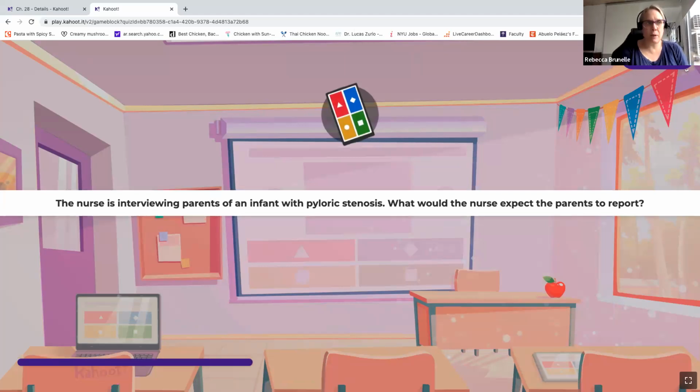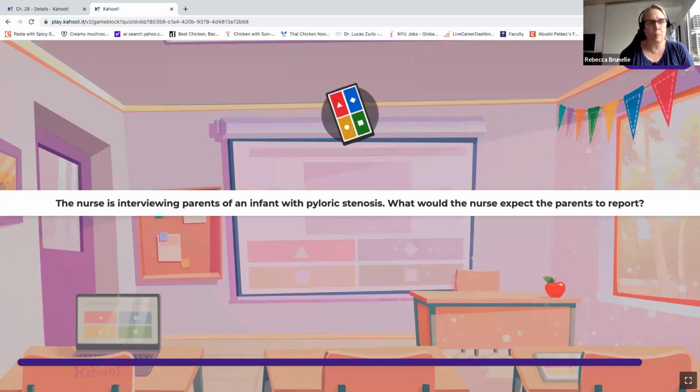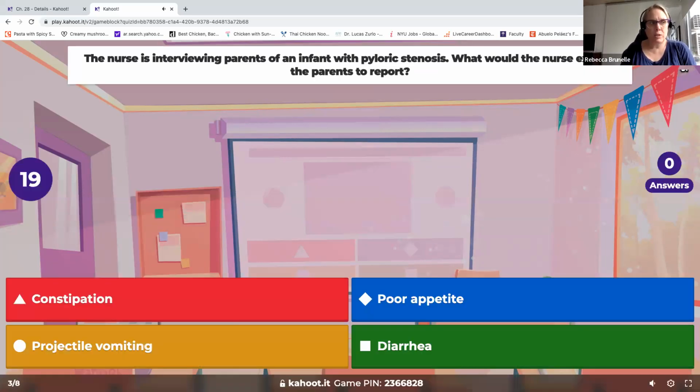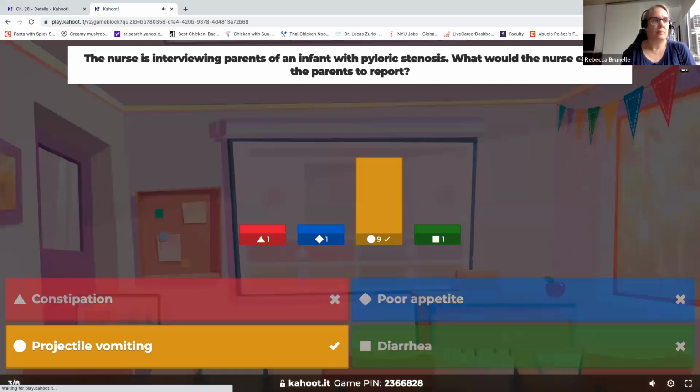The nurse is interviewing parents of an infant with pyloric stenosis. What would the nurse expect the parents to report? Constipation, projectile vomiting, bad appetite, or diarrhea? Projectile vomiting, very good.